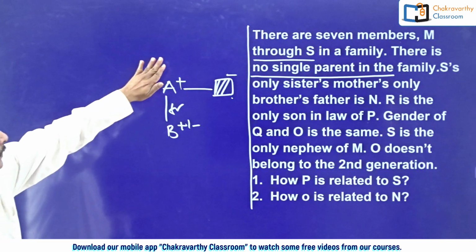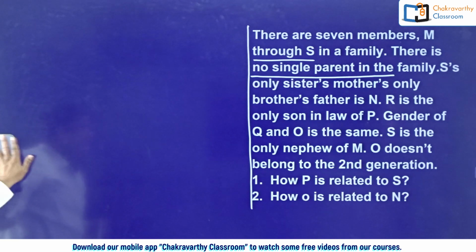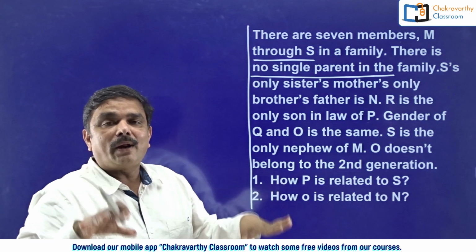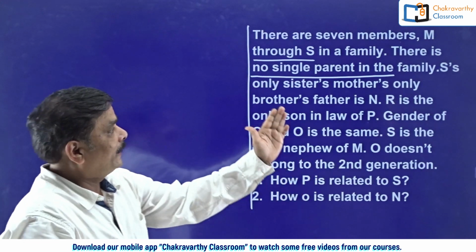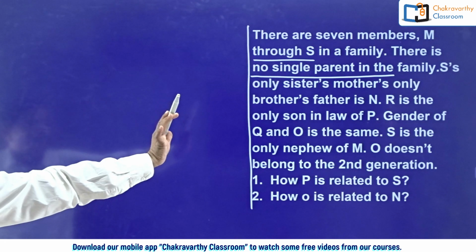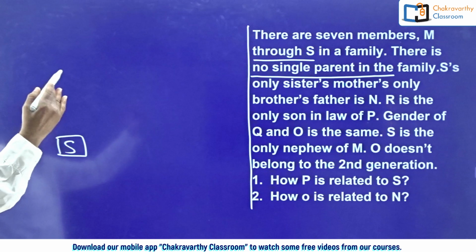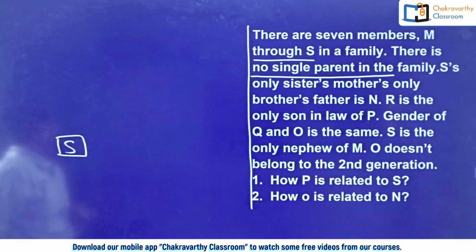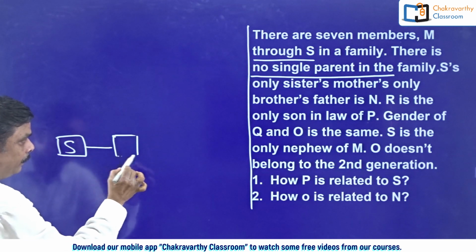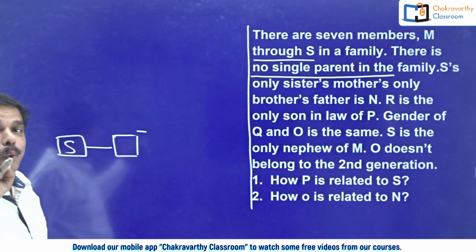Now, let us start our family chart method, the method I have shown you in our regular classes. How to go about it? Take this sentence and try to simplify it. What is that? S only sister. How to draw this? Let us take it this way. Suppose this is S. I don't know the gender of S so far. Now, S only sister. That girl comes here. Now this is S only sister.